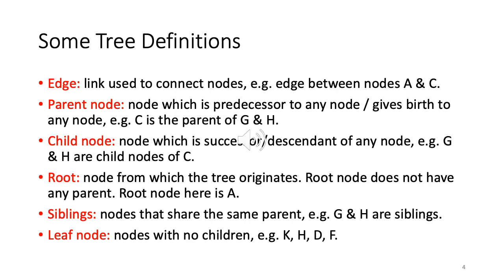Leaf node, nodes with no child nodes. So K, node H, node D, node F, all of them, how many child nodes do they have? None. So they are leaf nodes.